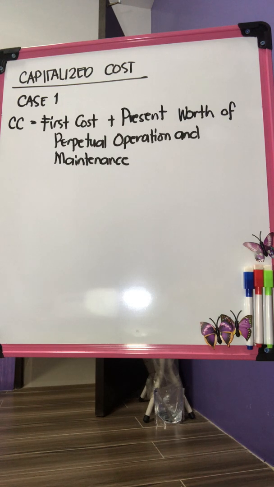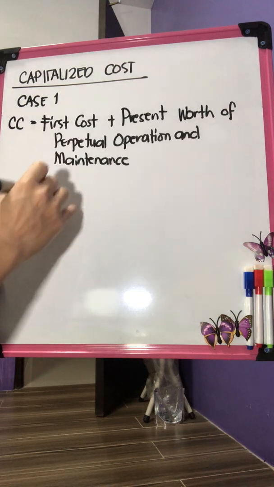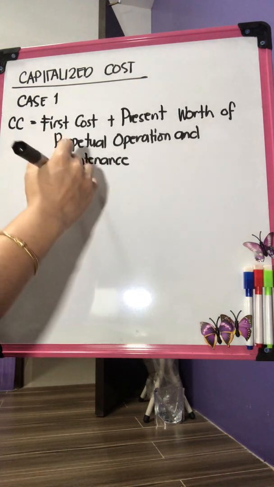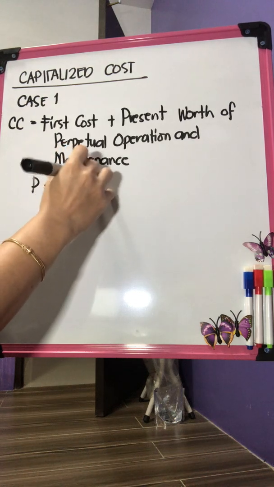Okay. So, kunin muna natin yung ating present worth of perpetual operation and maintenance. So, bakit P yung kinukuha? Kasi, kaya nga siya capitalized cost. Yan yung capital na kailangan i-prepare ni company para ma-cover up yung first cost ni company at the same time, yung cost natin for the maintenance. Okay? So, kunin muna natin yung present worth. So, meron tayong given na annual maintenance which is equal to 150,000.